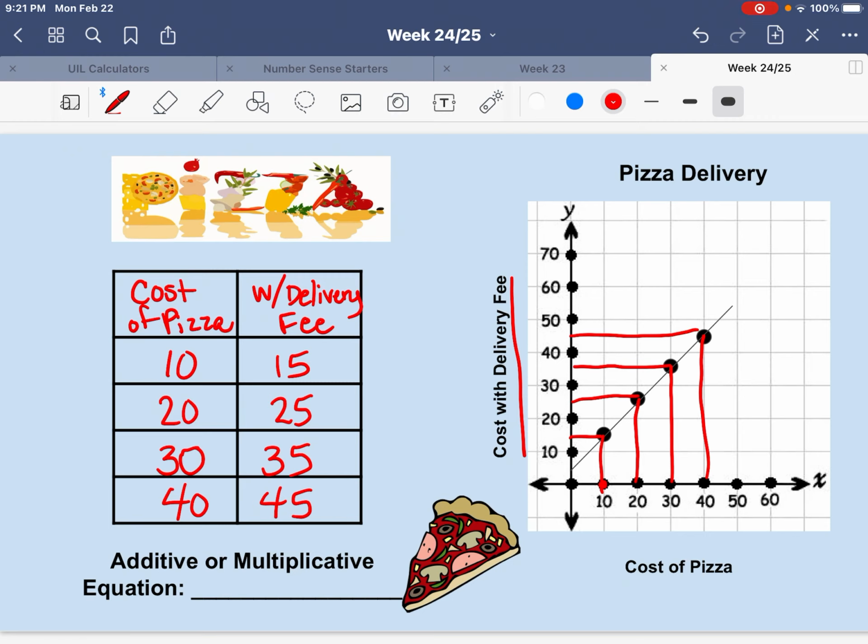So, what we have to decide is: is this an additive or multiplicative relationship? Well, it's clearly not multiplicative because each time we're adding 5. 10 plus 5 is 15. 20 plus 5 is 25, and so on and so forth. So each time we're adding $5 to the cost of the pizza. So it looks like there's a $5 delivery fee. We could write the equation y, the total cost, equals x, the cost of the pizza, plus 5, the delivery fee. So there's your equation to go along with that table.